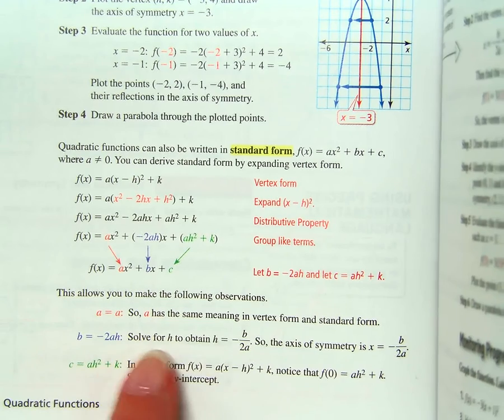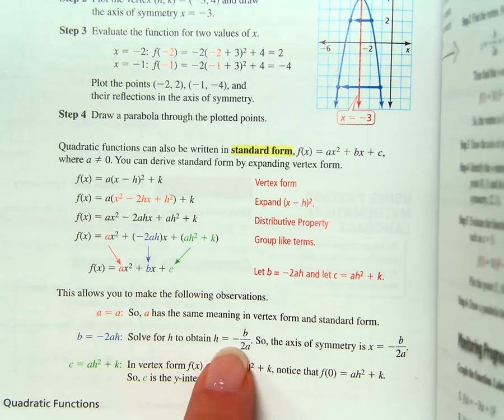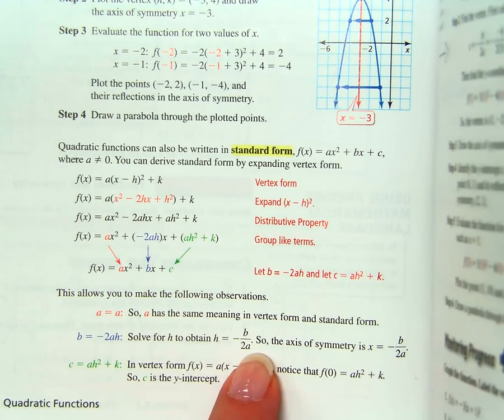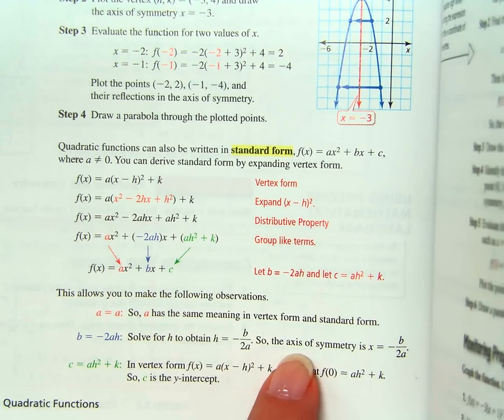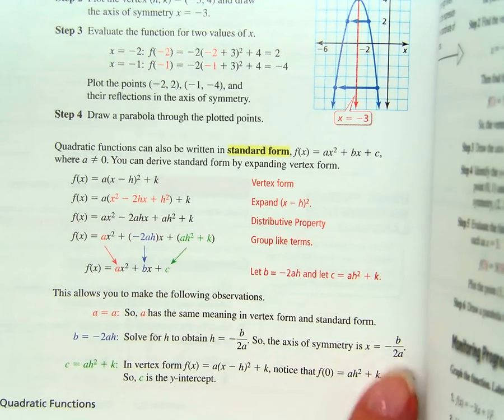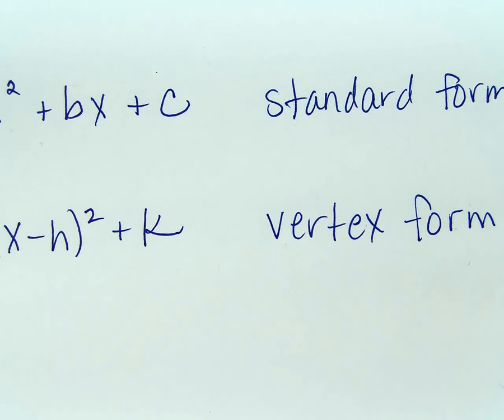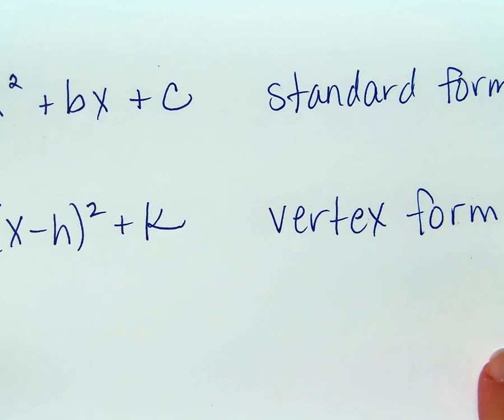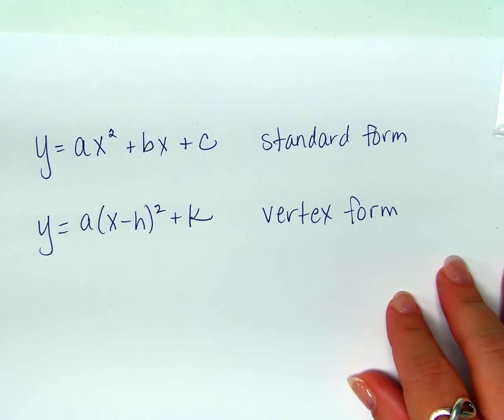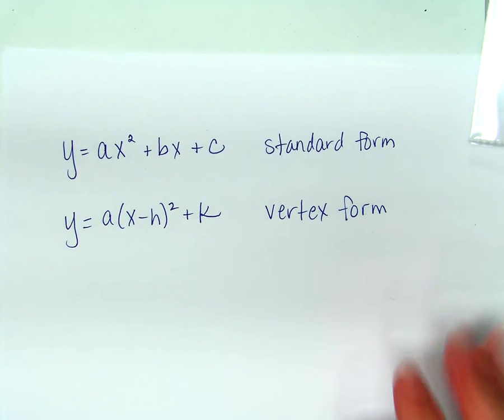B, oh, this is nice. To solve for h, you can have negative b over 2a. Well, that's nice. We'll use that later on. Axis of symmetry, negative b over 2a. Okay? Probably, but let's go ahead and write that down. Let's write a couple things down while we're here on our notes about vertex form and standard form.